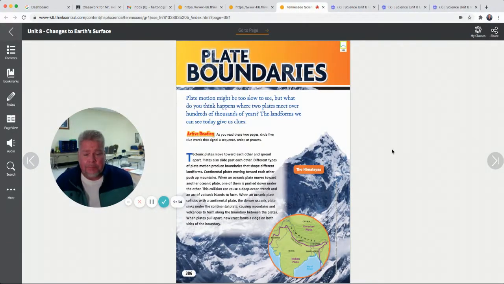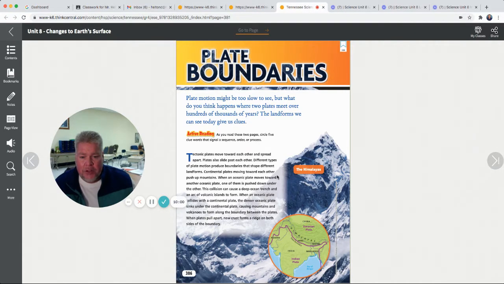So let's talk about plate boundaries. Plate motion might be too slow to see, but what do you think happens where 2 plates meet over hundreds of thousands of years? The landforms we see today give us clues. Tectonic plates move toward each other and spread apart. Plates also slide past each other. Different types of plate motion produce boundaries that shape different landforms.